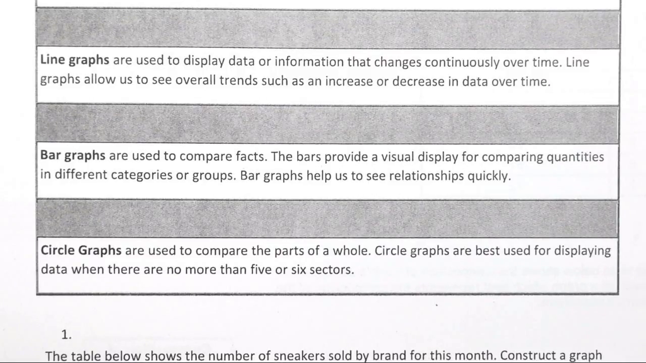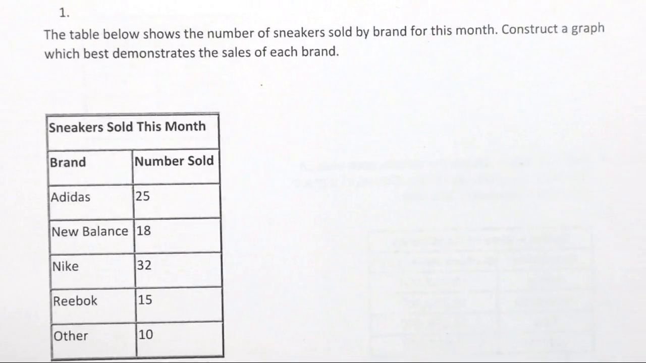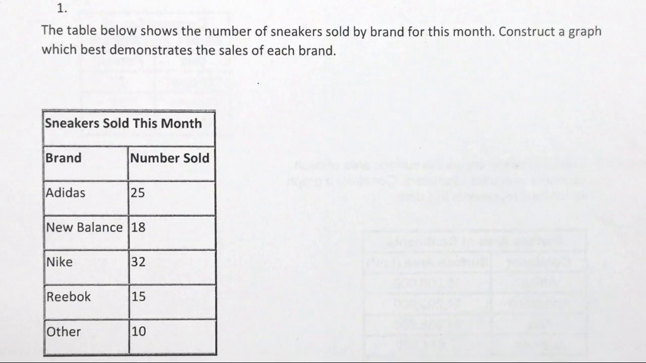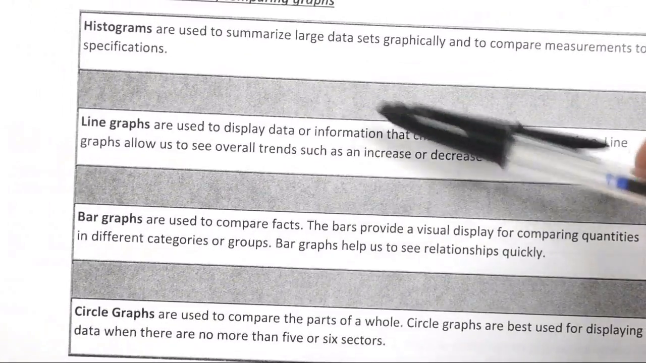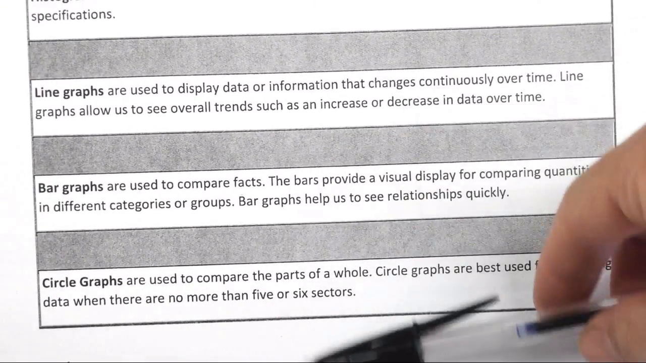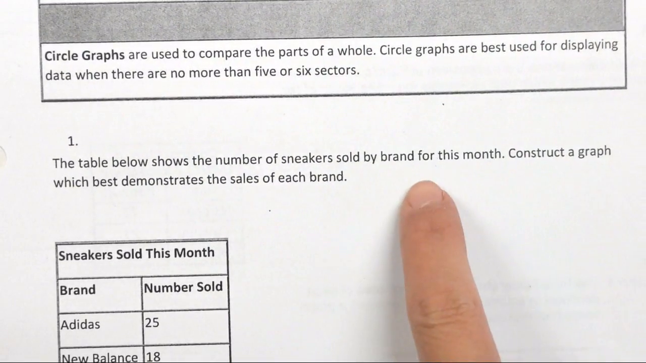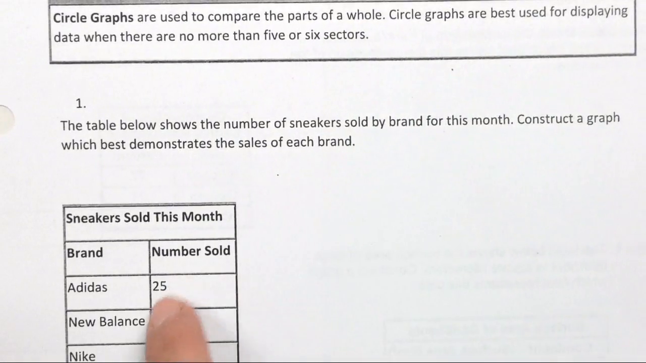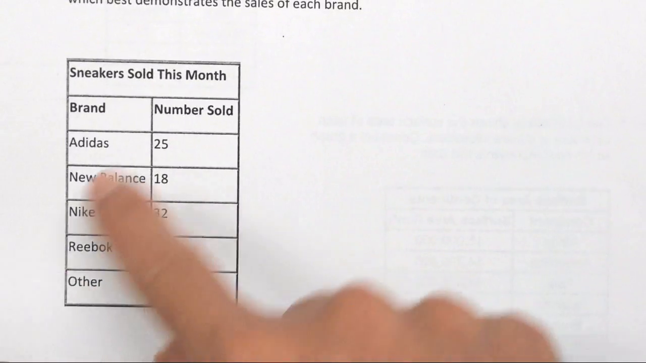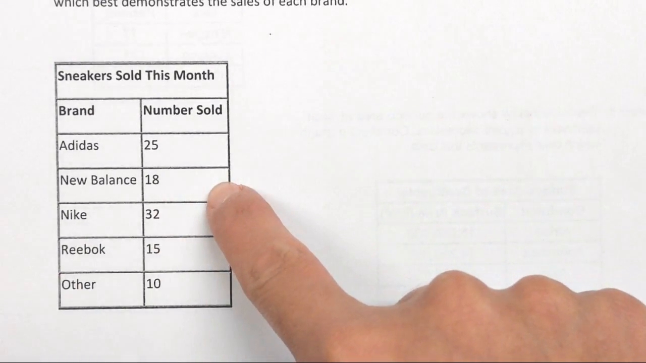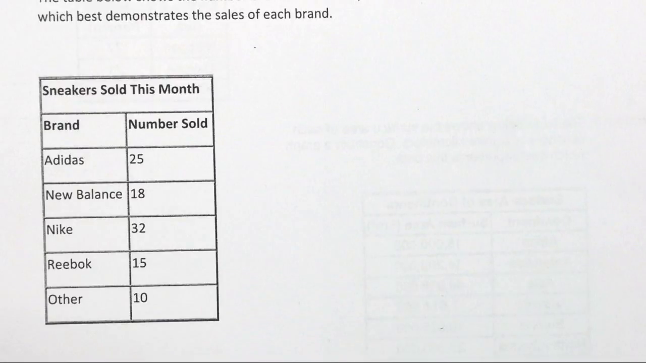Okay? So what we're going to do is we're going to read each one first, each set of data, 1, 2, 3, and 4, and we're not going to decide until after we read all of them. Again, one of these is going to be used for each problem. We're not going to do one of them twice. All right, the first one is talking about sneakers sold by brand, and it gives you 5 brands and the number sold of each one. Okay, so just be thinking about, don't say it out loud, what do you think we should use? Histogram, line graph, bar graph, circle graph. Don't say it out loud.